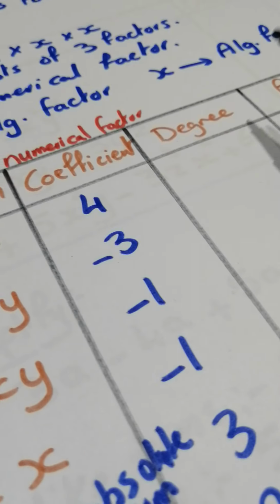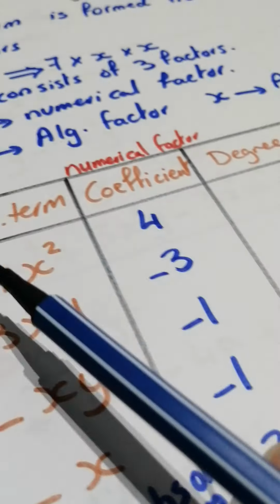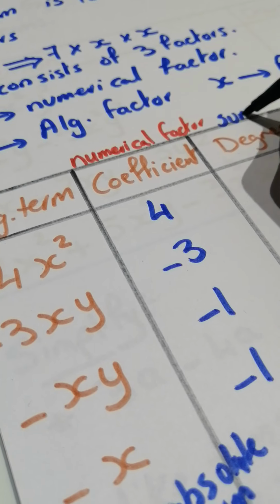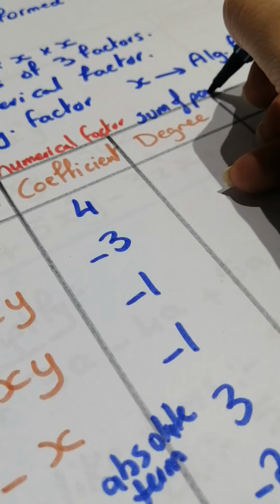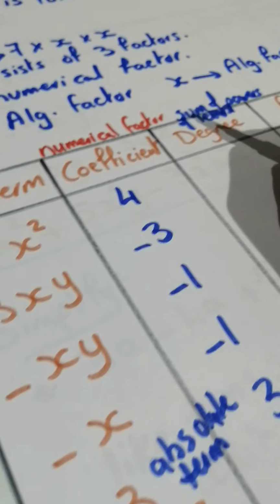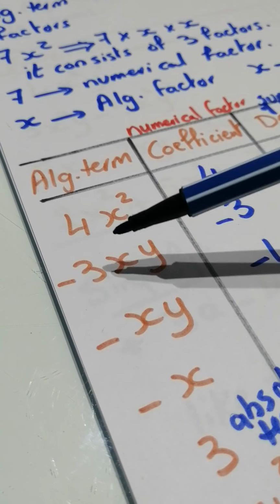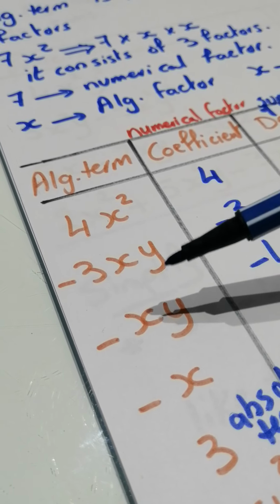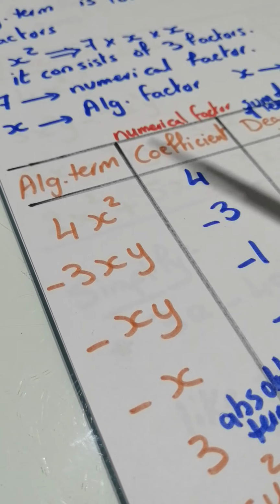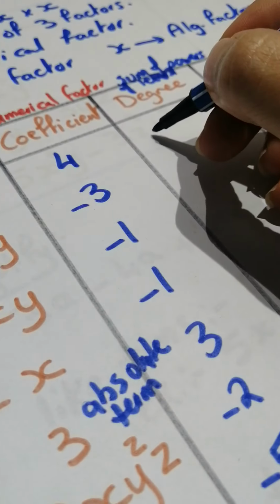Let's go to the next question, which comes a lot: the degree of this term. The degree is the sum of the powers of the letters. Let's look at the letters here. The letters here mean the unknown or the algebraic factor. What is the algebraic factor's power here? It's 2. So it's going to be second degree.